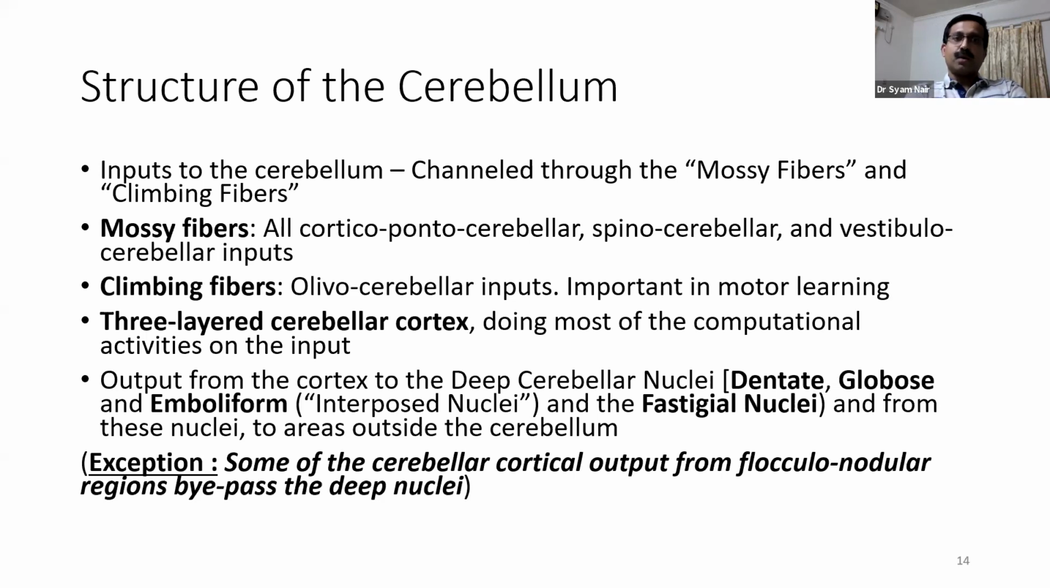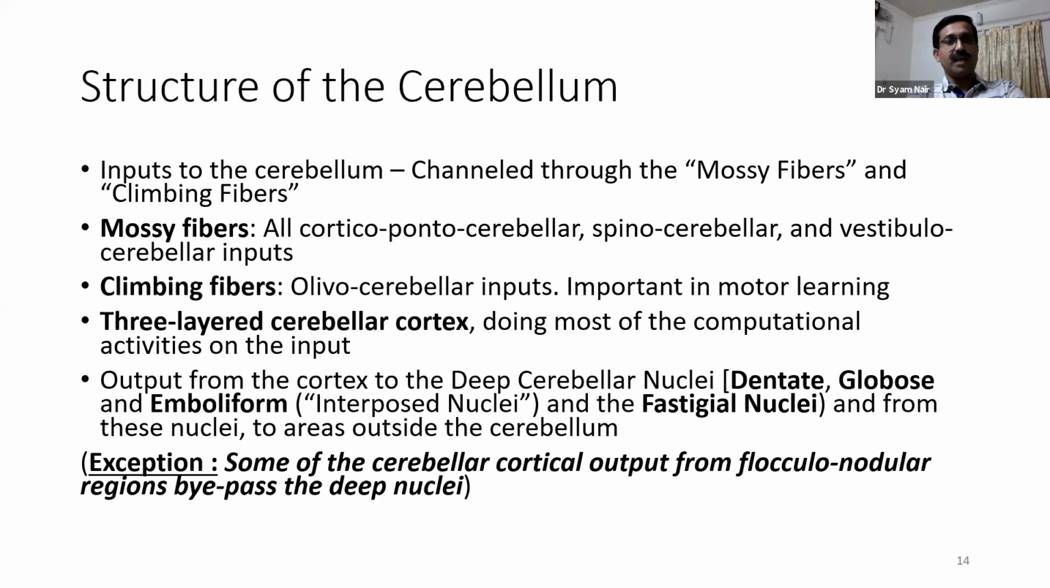Then the cerebellar cortex is there, which is a three-layered structure, and it does most of the computational activities on the input received through the mossy fibers and climbing fibers. And output from the cortex goes to the deep cerebellar nuclei. There are 4 deep cerebellar nuclei: the dentate nucleus, the globose and the emboliform nuclei, together called the interposed nucleus, or the nucleus interpositus, and the fastigial nucleus.